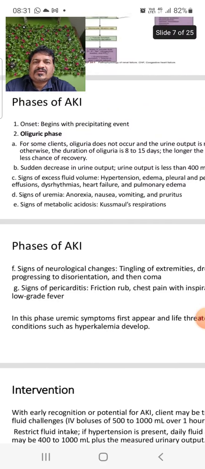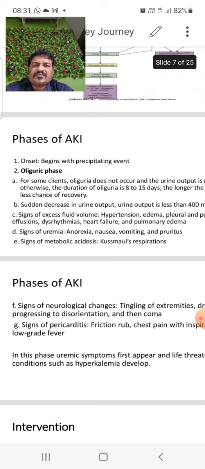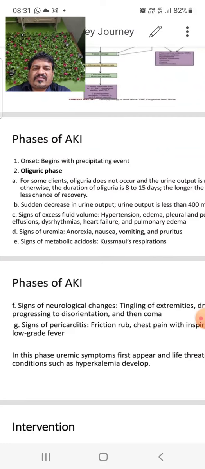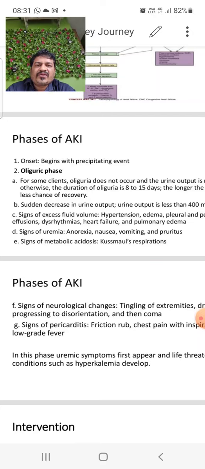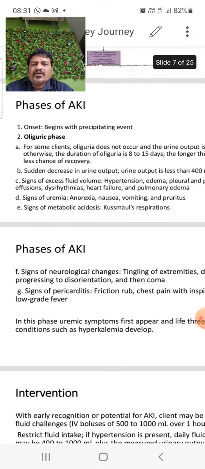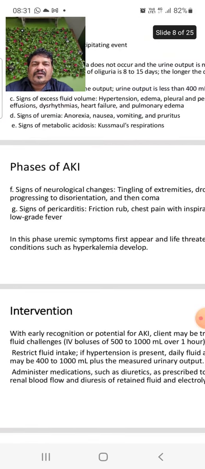So in AKI, onset begins with the precipitating agent, then the oliguric phase. It should be clear to you what the clinical findings of the patient are, what the signs of the patients are, like anorexia, nausea, vomiting, pruritus, small respiration, and what the phases of AKI are.